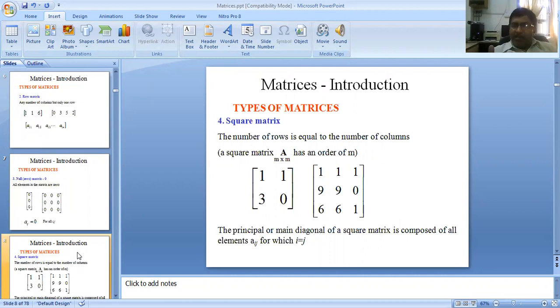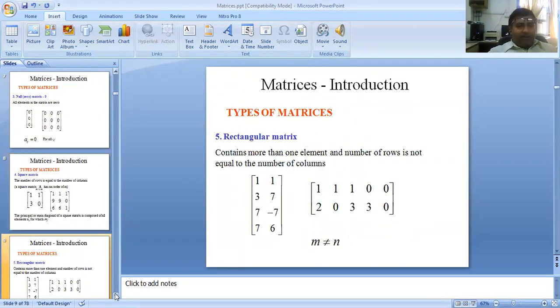In a similar way, a matrix having three rows and three columns is a square matrix. In a similar way, a matrix having four rows and four columns is called a square matrix. So a matrix in which the number of rows and columns are equal is called a square matrix.